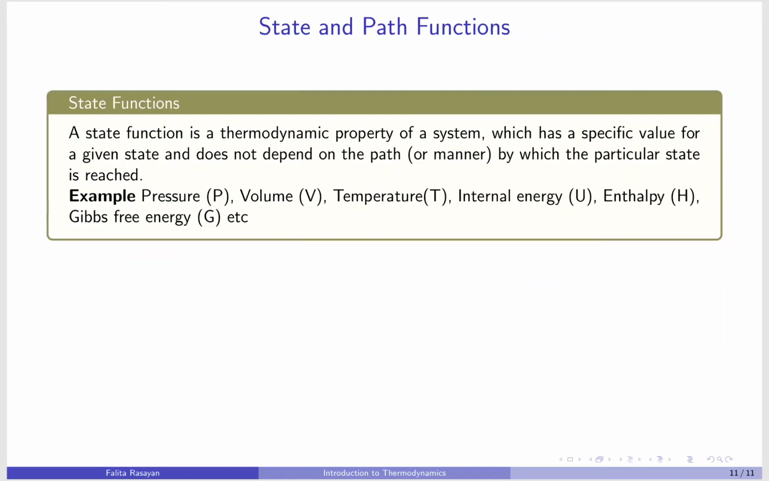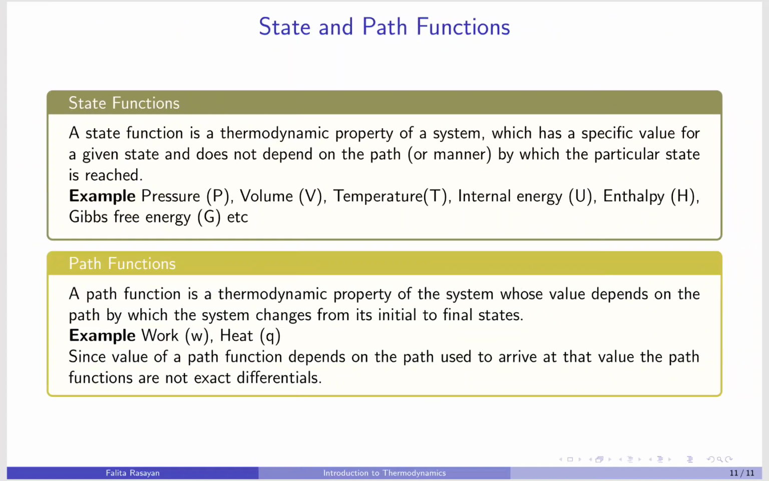Next, let us talk about the functions when the system is in transition. There are a couple of kinds of function, like the state function. A state function is a thermodynamic property of a system which has a specific value for a given state and does not depend on the path or manner by which the particular state is reached. So these kinds of functions only depend on the initial and final state of the system. Examples are pressure, volume, temperature, internal energy, enthalpy, Gibbs free energy, etc. We will discuss this as we go forward in this course.